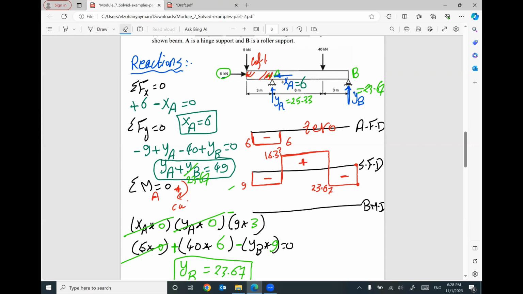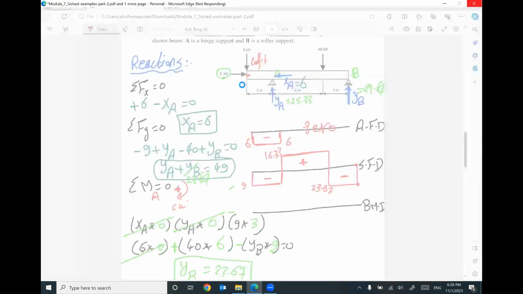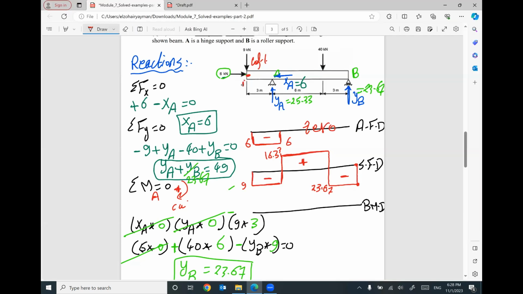We are ready to start to figure out the bending moment diagram. I will look for what is the value at the beginning of the beam. What is the value at the beginning of the beam? Then what is the value at this location? Then what is the value at this location? 3. And what is the value at the end of the beam?